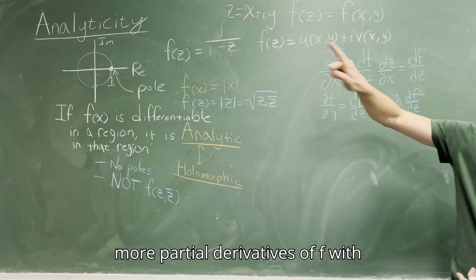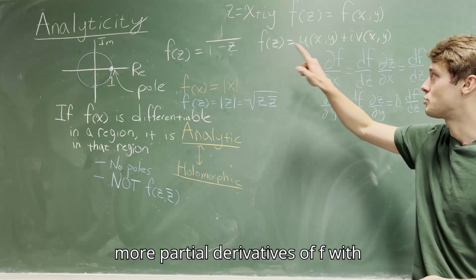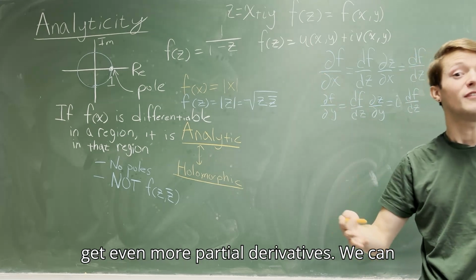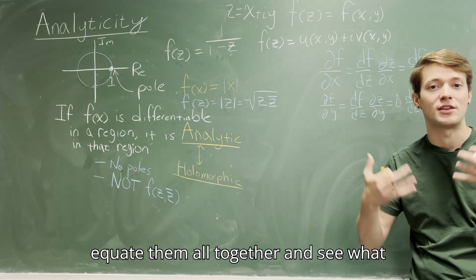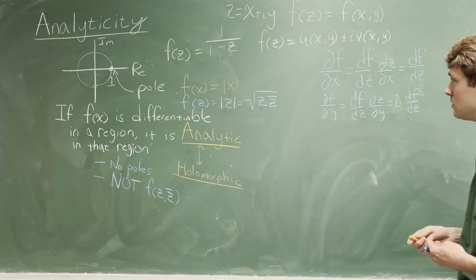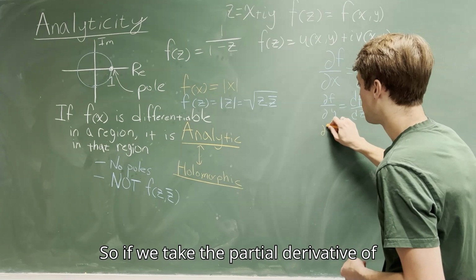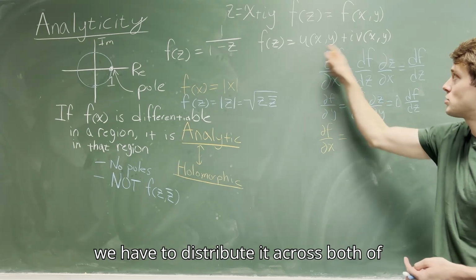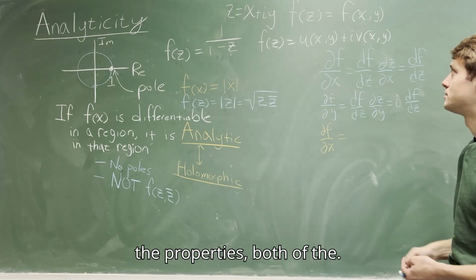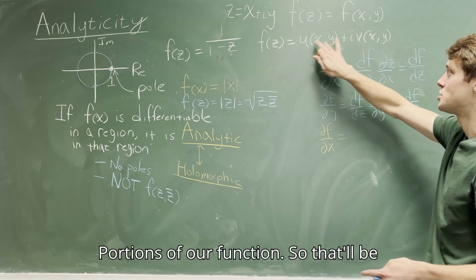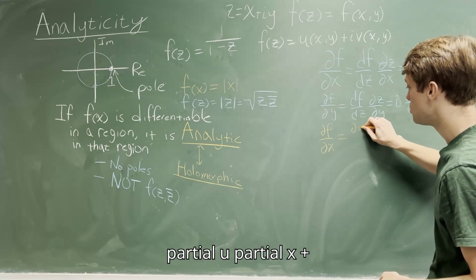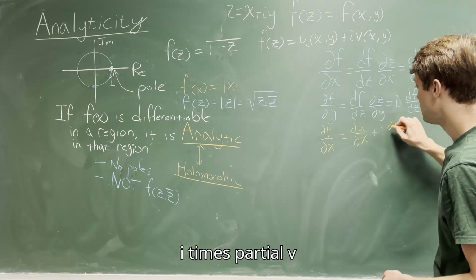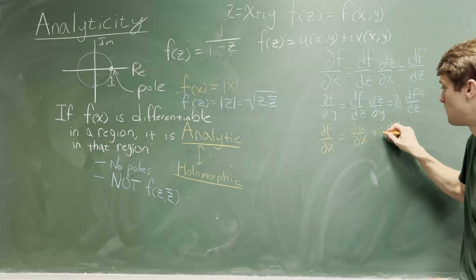So now, if we take more partial derivatives of f with respect to x and y, evaluating these the same way with our new definition, we'll get even more partial derivatives. We can equate them all together and see what relations pop out at the end. So if we take the partial derivative of f with respect to x, we have to distribute it across both portions of our function. So that'll be partial u, partial x, plus i times partial v, partial x.